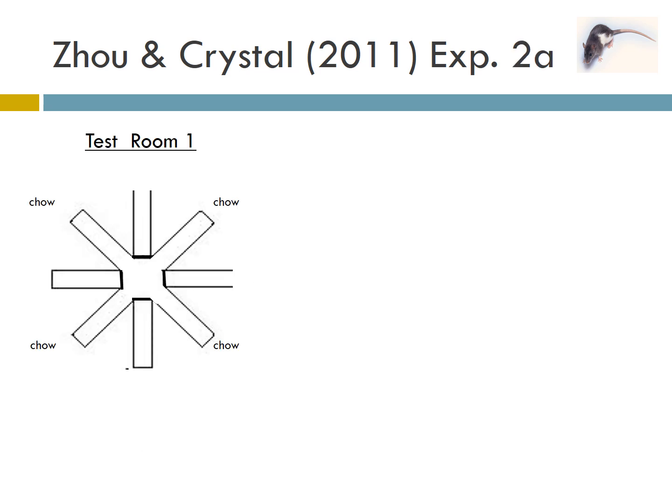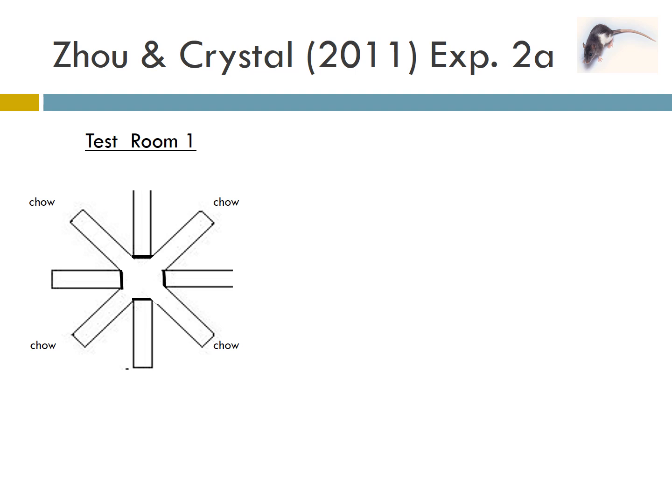So continuing on, they continue to use a radial arm maze, but they tested their rats in 2 separate rooms. They put their rats in a radial arm maze in test room 1, and they blocked off 4 of the arms and baited the other 4 with chow. So they allowed the rat to go down these 4 arms and retrieve the chow.